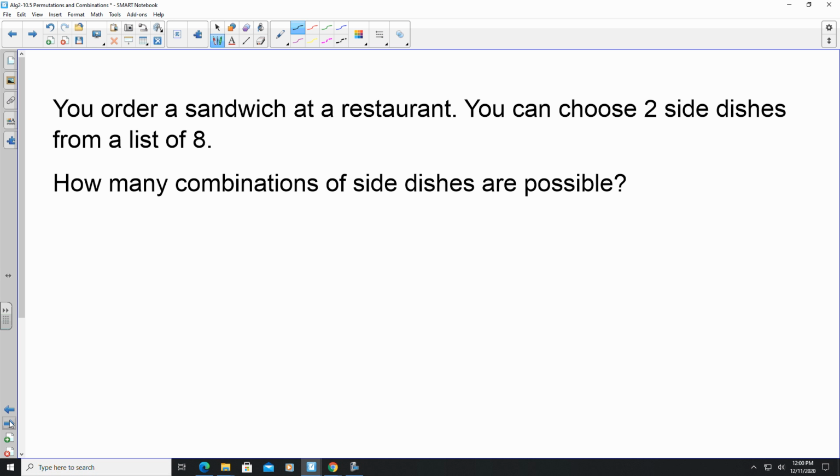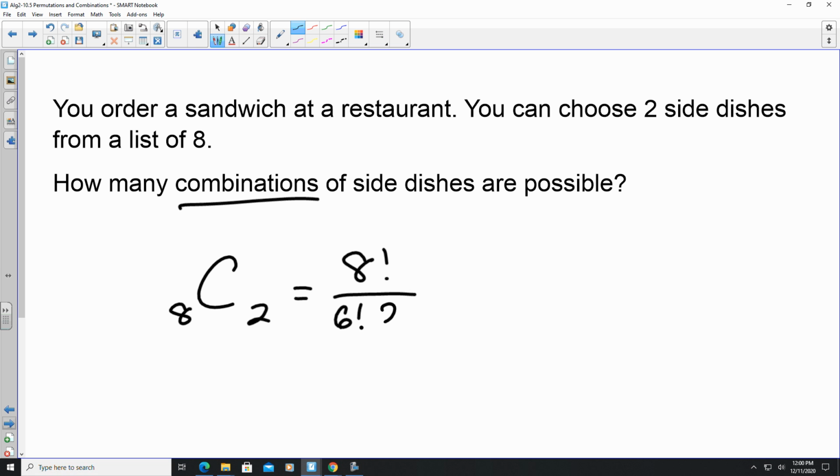All right, so here it says you are ordering a sandwich at a restaurant. You can choose 2 side dishes from a list of 8. How many combinations of side dishes are possible? So again, this is a combination where you have 8 possible side dishes, but you can choose 2. So it's going to be 8 factorial on the top divided by 8 minus 2, which is 6 factorial, and then r is 2 factorial.